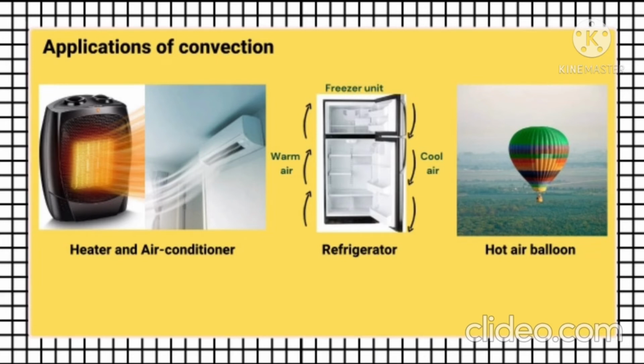Since hot air tends to rise and cool air tends to sink, it makes sense to put the heater closer to the floor and the air conditioner higher up. The same is the reason why the freezer unit is placed on top of the refrigerator and not at the bottom. Similarly, a hot air balloon is also an example of convection, because a heater inside the balloon heats the air, causing the air to move upward. This causes the balloon to rise.